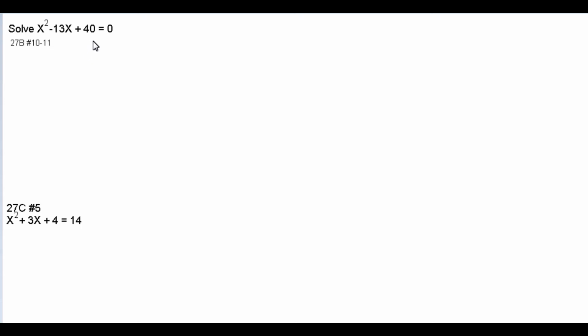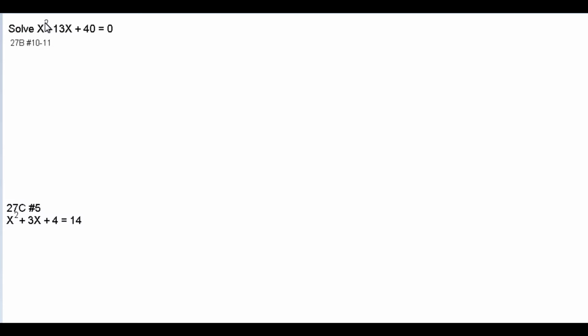Good evening. We're going to be doing a couple problems from lesson 27 in Math UC. So here we go, number 10 and 11. This is x squared minus 13x plus 40 equals 0. How do we solve for x when we have an x squared?